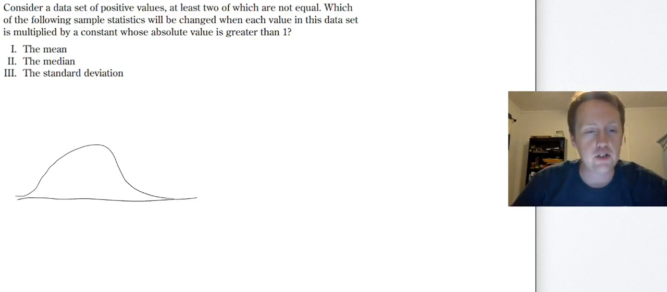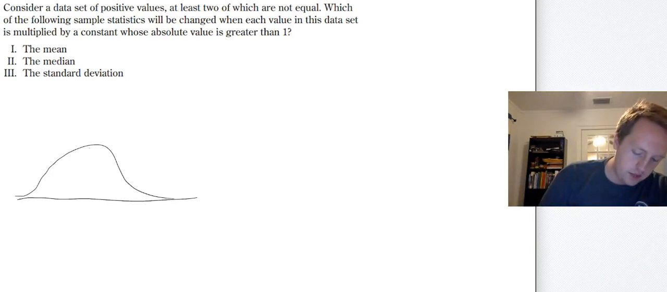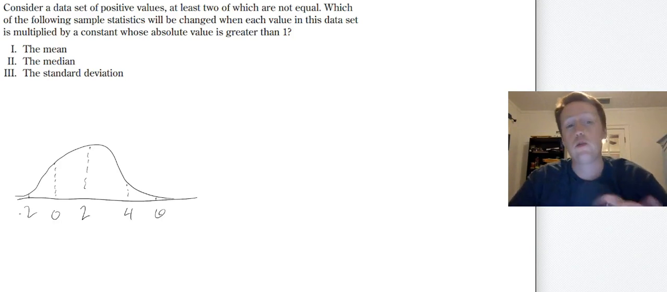But anyway, I've got my distribution. It's a density curve. And then I'm just going to say, okay, it's centered at, let's say, 2. This is 4. That's 6. That's 0. And let's call that -2. So this is a really terrible distribution, but whatever. It's going to help illustrate my point.